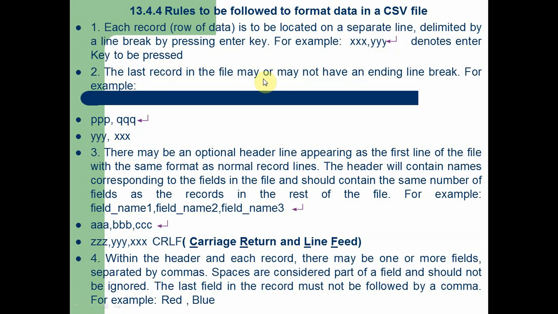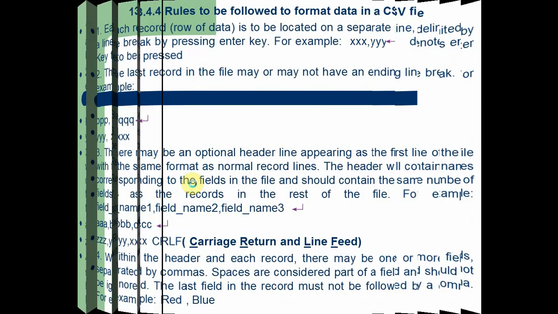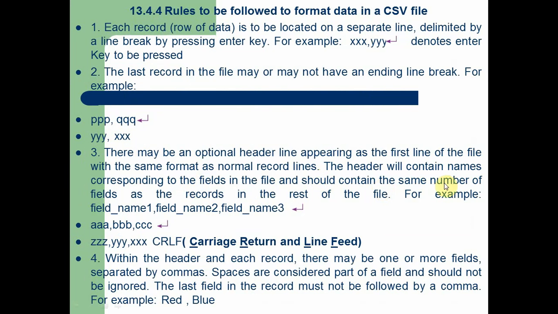Next, the last record in the file may or may not have an ending line. For example, we can use the enter key for the last record or we cannot, that is up to us, but there is no condition for pressing the enter key for the last record. Third, there may be an optional header line appearing as the first line of the file with the same format as normal record lines. The header line contains names corresponding to the fields in the file and should contain the same number of fields as the records in the rest of the file.